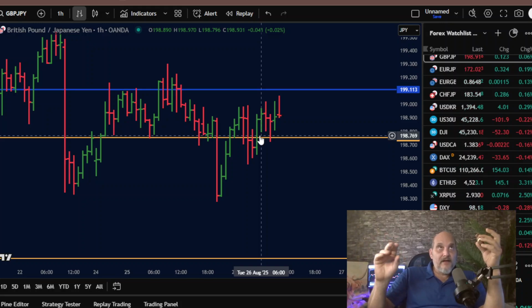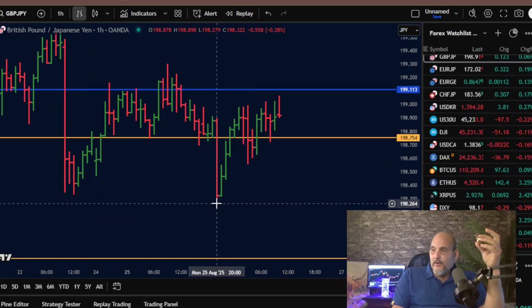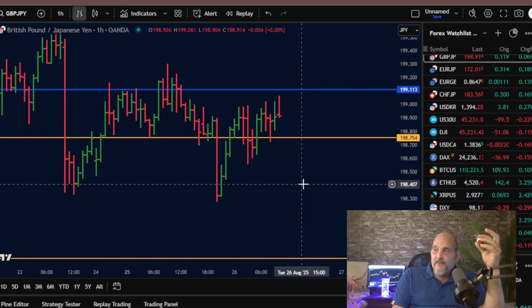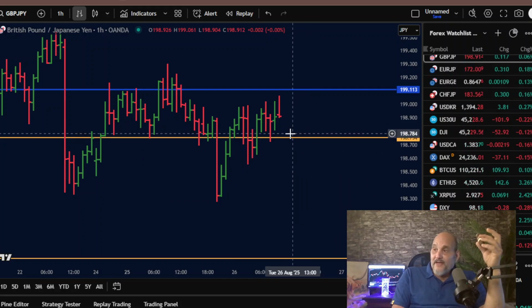It was sitting right at 199.22, really right around 199.28. And once it broke that level, it pounded down to like the 198.25 level. Now it's recovered. So really, what it has to hold right now is 198.75. That's the line in the sand for the day on sterling yen.